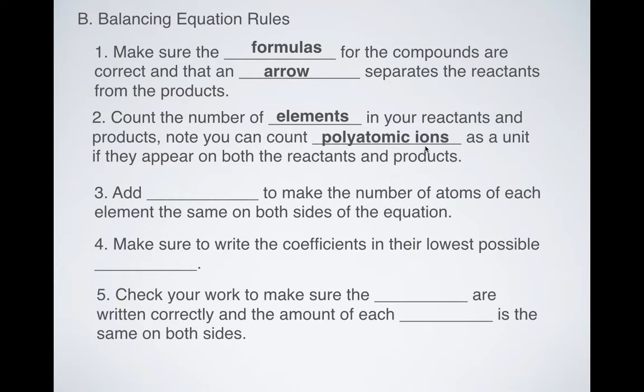We'll talk about that in a bit. Then what do you do after you've counted everything? Then you can start adding your coefficients. So add your coefficients to one thing that appears on both sides of the equation in order to balance it. Remember, when you're done doing that multiple times, make sure your mole ratio is in the smallest whole number possible.